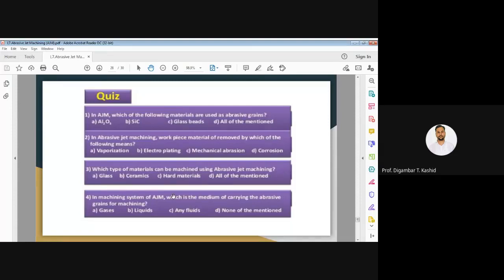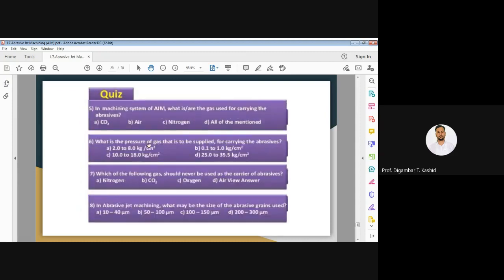Repeatedly I am saying that to carry the abrasive particles from the mixing chamber to the nozzle, we require some compressed air or any other inert gas. So gases, that will be our correct answer. Okay. Now let us move to the next.